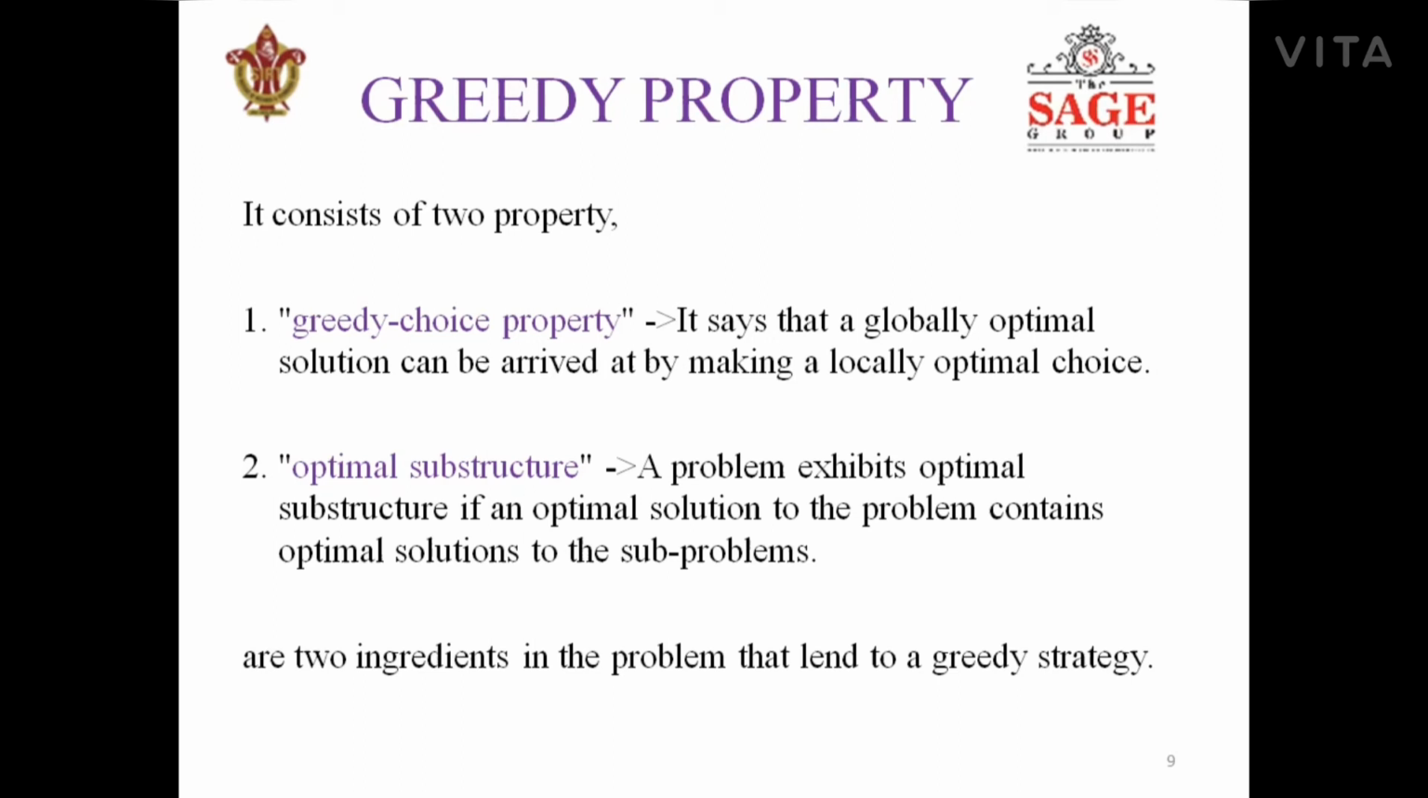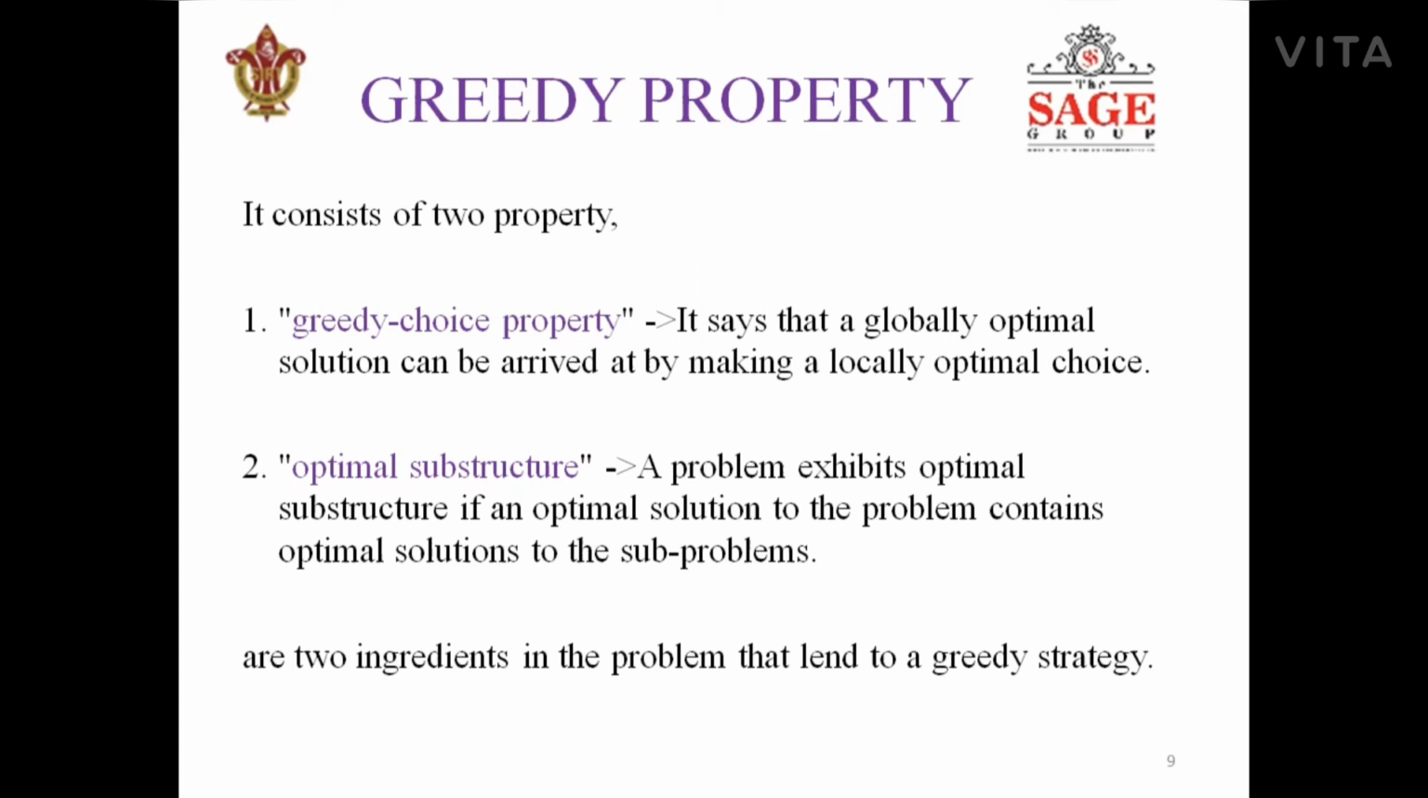So this is the greedy choice property that suggests that we should not go for the final result directly. We will go step by step. In each step, we will show our greediness to select the best input, and then we will go forward for the final optimal solution, the global optimal solution.